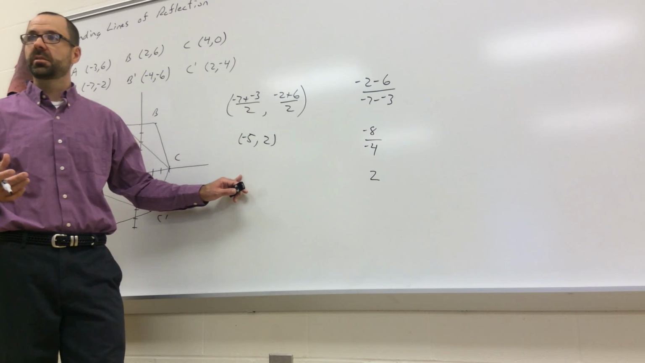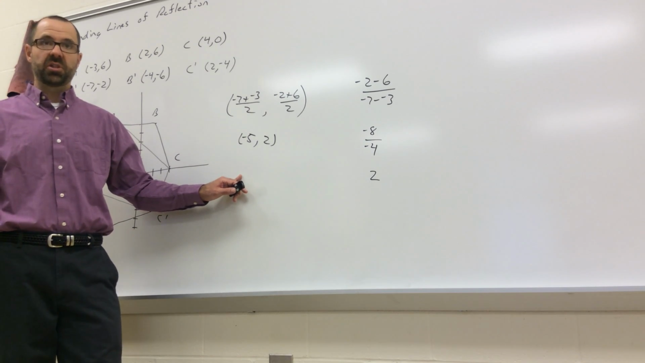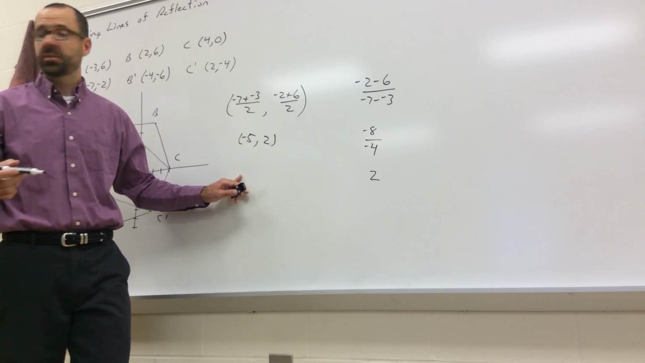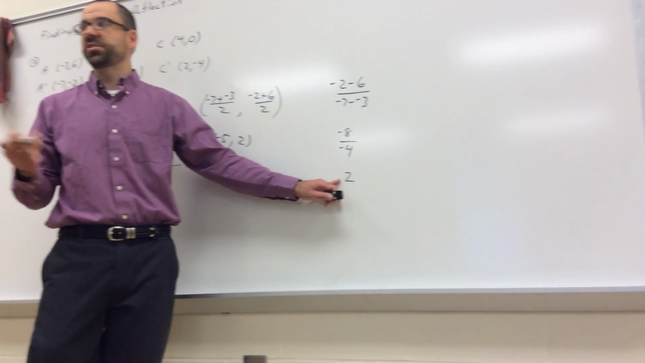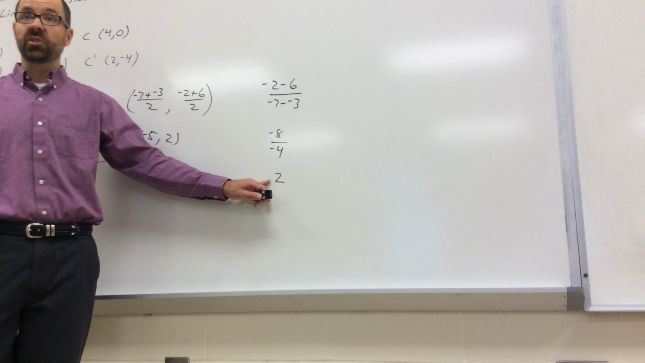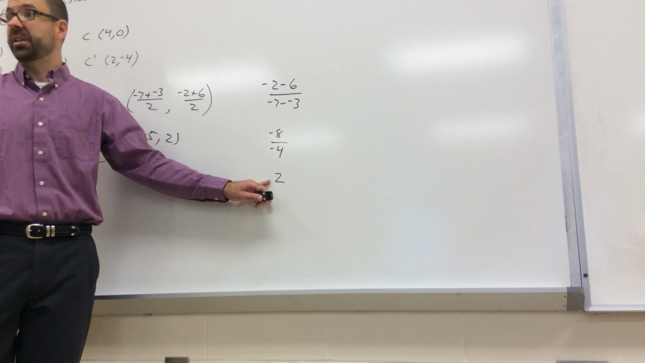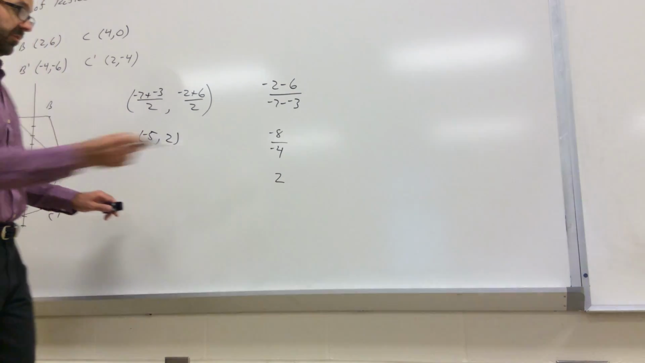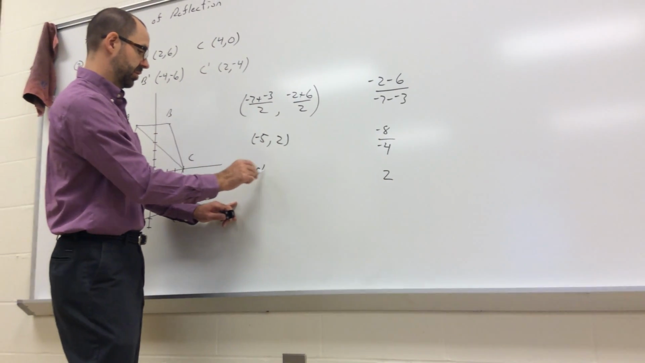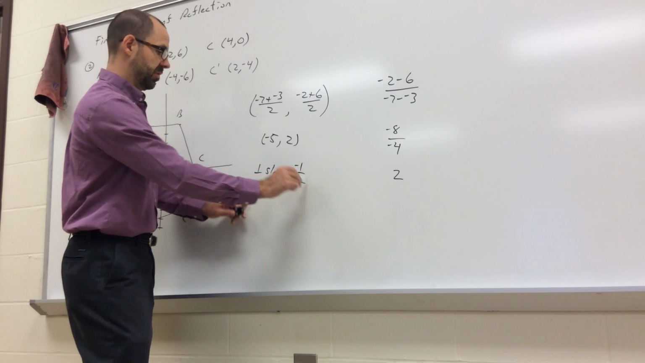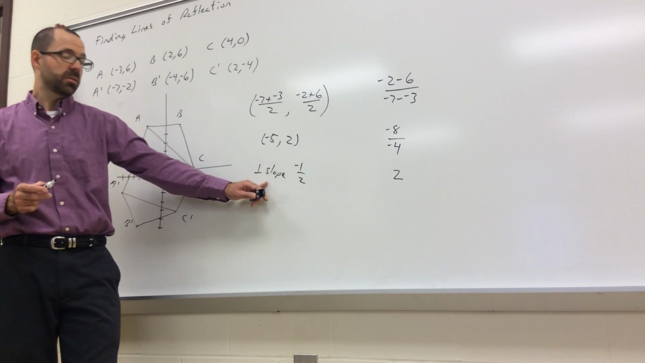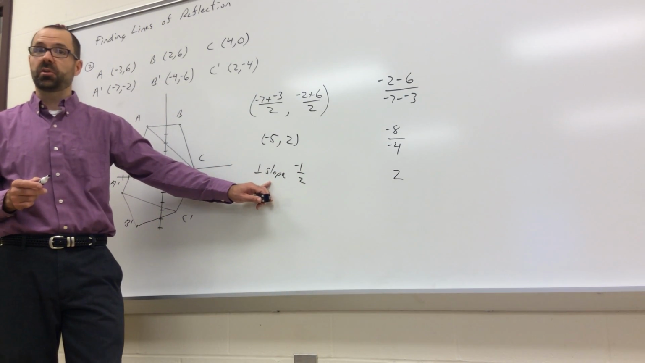Opposite reciprocal, good. So it's the flipped opposite. You take 2, which is the same as 2 over 1, and you flip it, and that's 1/2. And then the opposite of that would be negative 1/2. So the flipped opposite of 2 is negative 1/2. So that's the perpendicular slope.